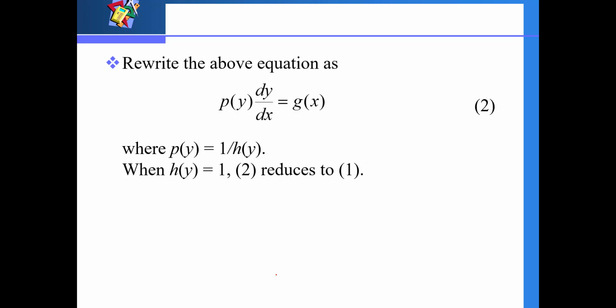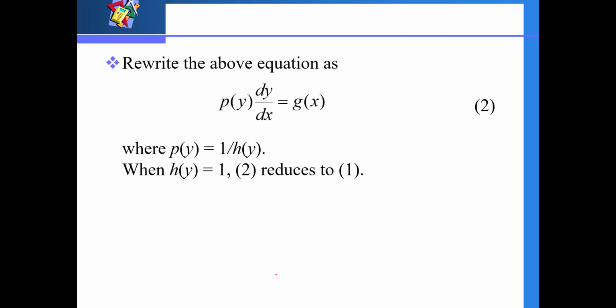If we rewrite the above equation, I mean dy/dx is equal to g(x) h(y), like this, we can write it like this. Consider that p(y) is equal to 1 over h(y). So p(y) dy/dx is equal to g(x).